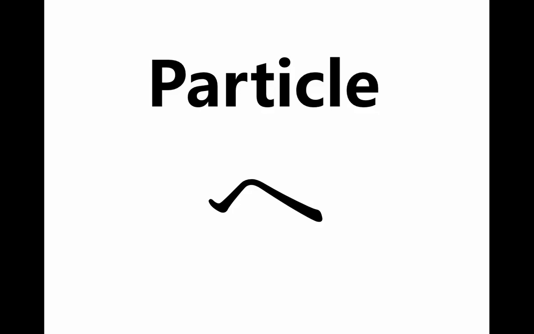Okay, so let's review. So this is mu, Mia, Myo, Ryo, Ryu, Via, particle Wa, and particle E. Okay, so when I label them like this, particle Wa, particle E get pronounced the particle way. If you see them as a standalone, you're going to still call them Ha and He.